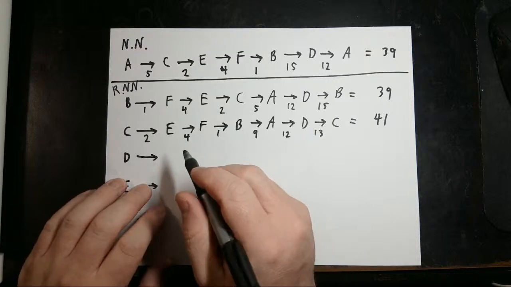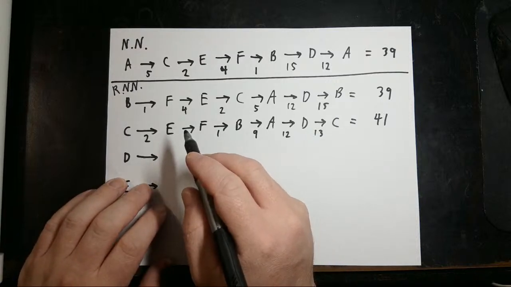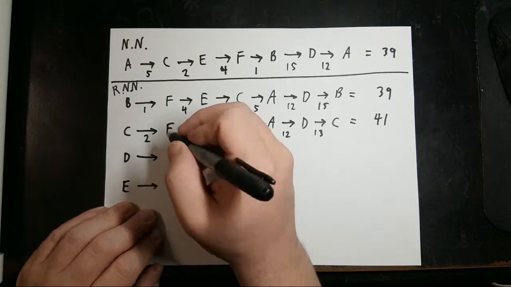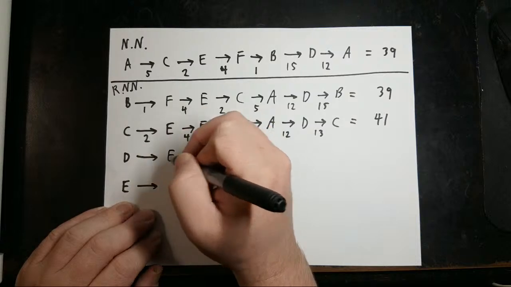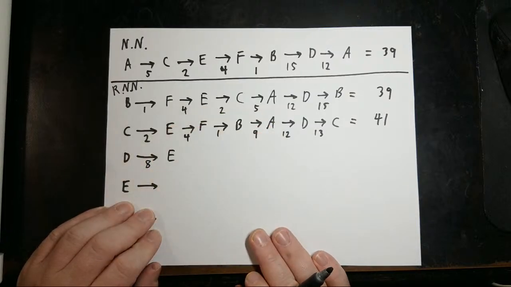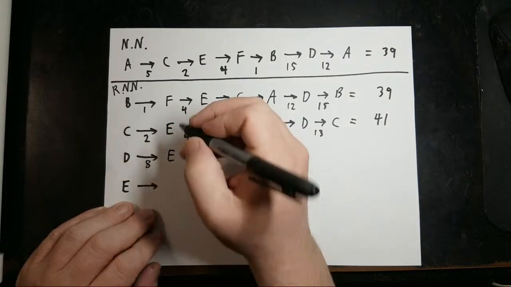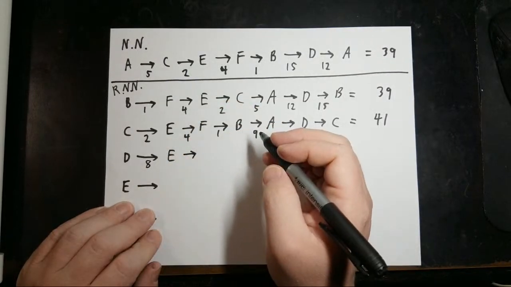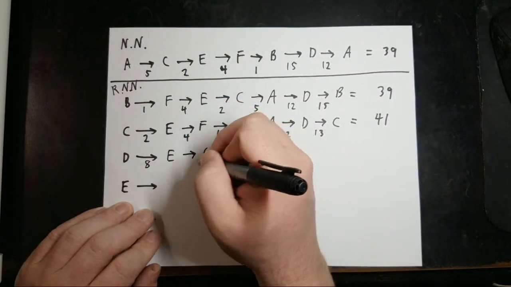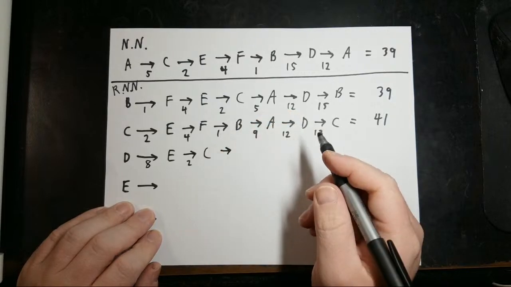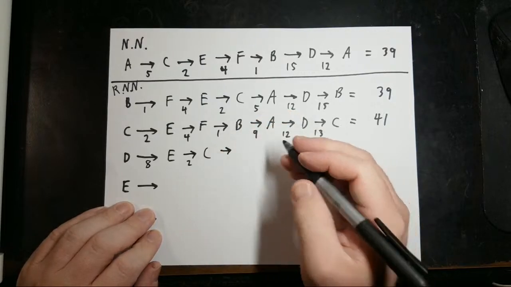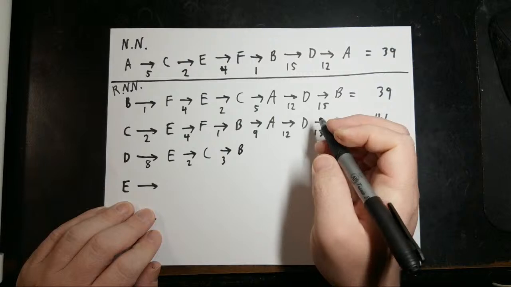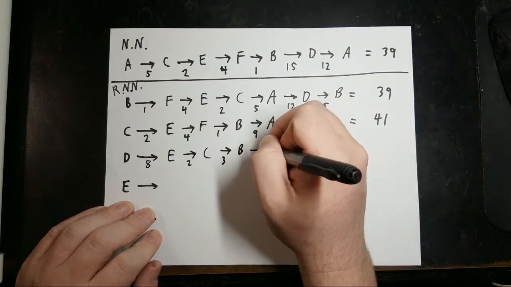Just see what happens. From D, I'm going to start by going... Oh, that one stinks. I have to go to E, which is 8. That's terrible. I got 11, 12, 15, 13. And then from E, I'm going to go the 2 route to C. From C, I'm going to go the 3 route to B. From B, I'm going to go the 1 route to F.